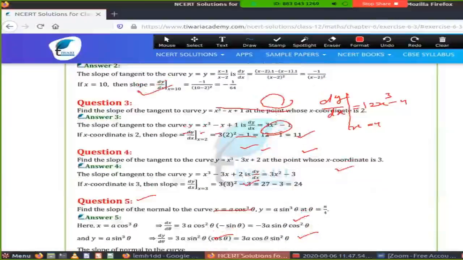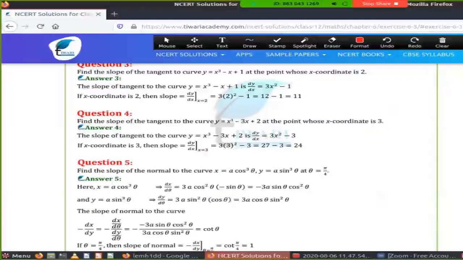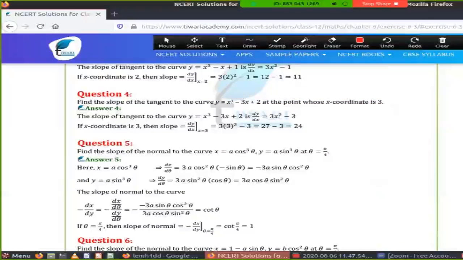Now question number 4. In question number 4, read the statement. Find the slope of the tangent to the curve x cube minus 3x plus 2 at the point where the x coordinate is 3. Now you can do this question. Find the derivative and put x is equal to 3. You are getting 24. That is the slope of the tangent.